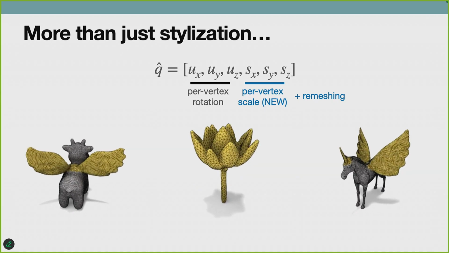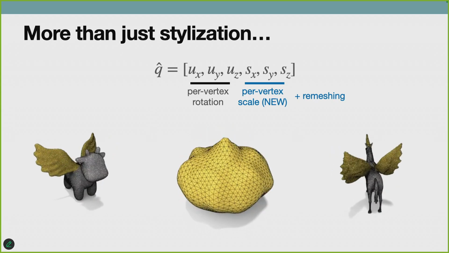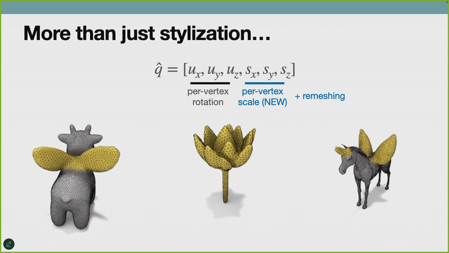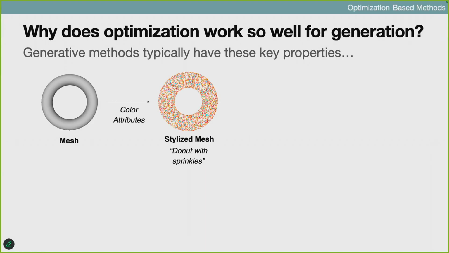Thanks, Salman. Yeah, so building off what Naman just talked about, sort of zooming out, it's clear that optimization works really well for these generative approaches. And it's kind of interesting to think about why is it actually the case? So we're arguing that it's because most of these generative methods typically share the following key properties.